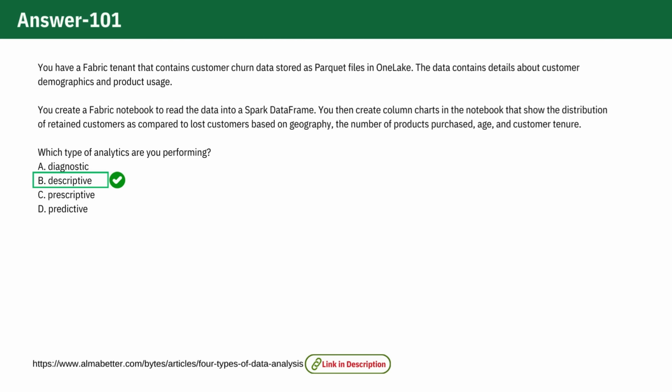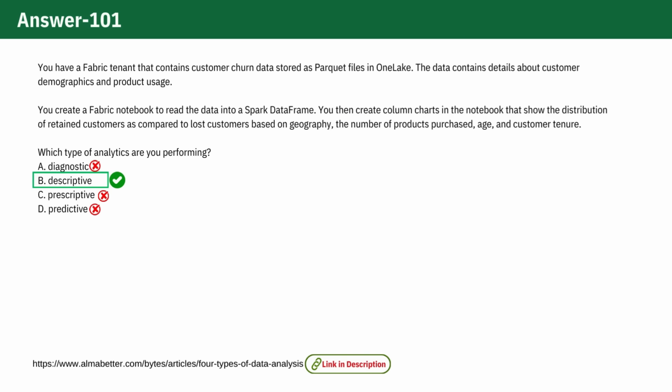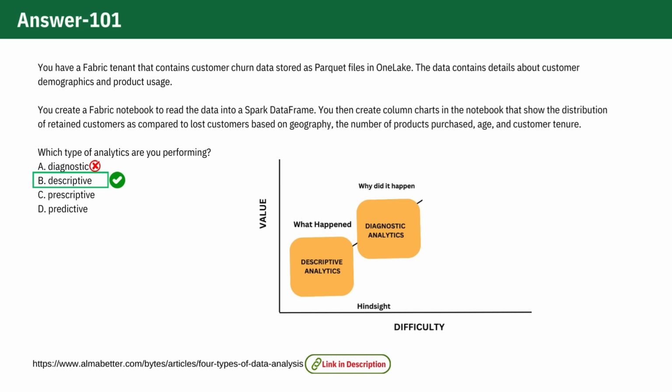Descriptive analytics. This type of analytics involves summarizing and describing historical data to understand what has happened. In this scenario, you are creating column charts to show the distribution of retained versus lost customers based on various factors like geography, the number of products purchased, age, and customer tenure. These charts help you understand the current state or past behavior of your customers, which is the essence of descriptive analytics. Why the other options are incorrect.